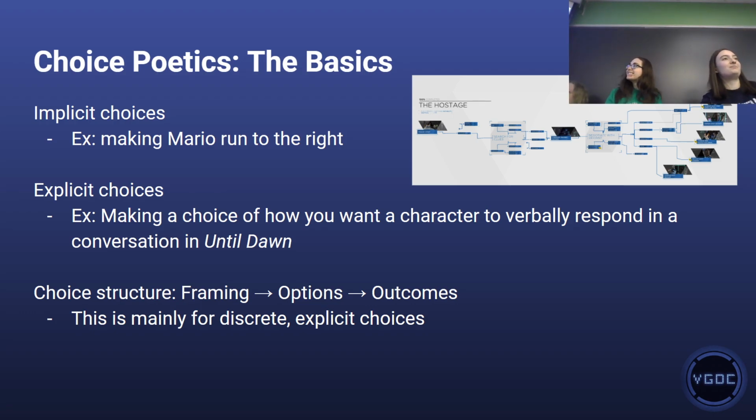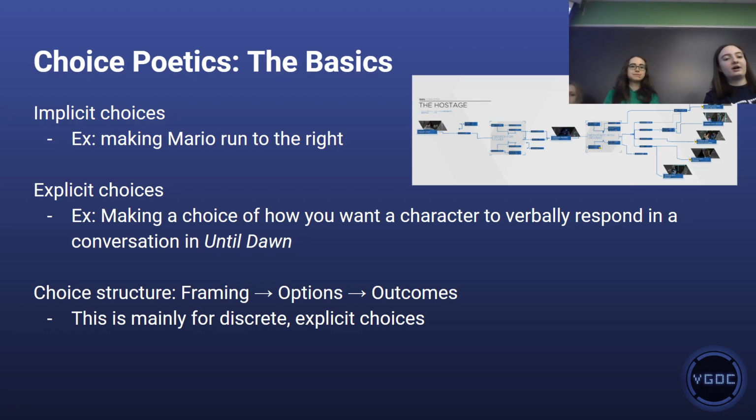So, choice poetics, the basics. There are implicit choices that you make pretty fast, and these are choices that you may not even consider to be a choice. One example is making Mario run to the right. You're not sitting there thinking, okay, I need to make a choice. Do I run left or right, or do I jump? Let me think about it. No, you don't really do that. You just move the controller and you just make Mario jump and run and do all these different things. These are more continuous and right after the other, and so they're more implicit choices.